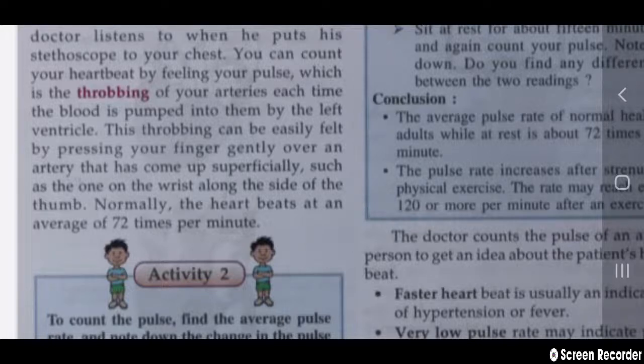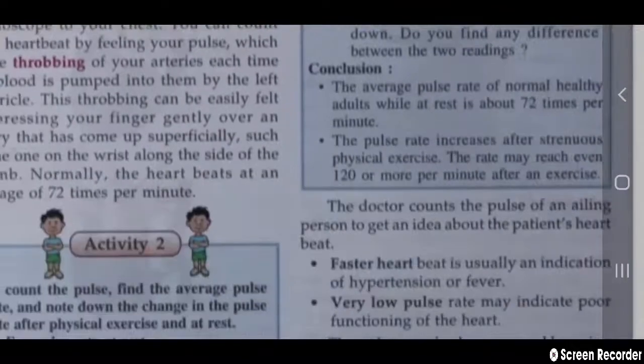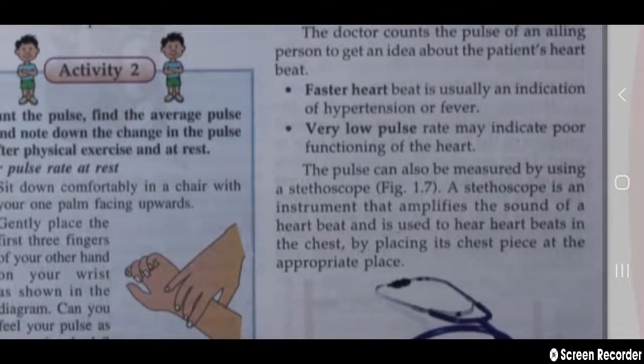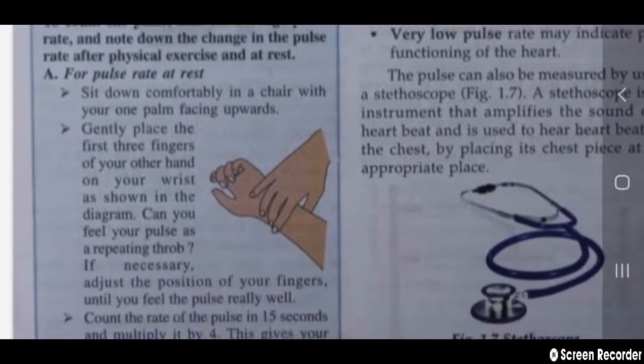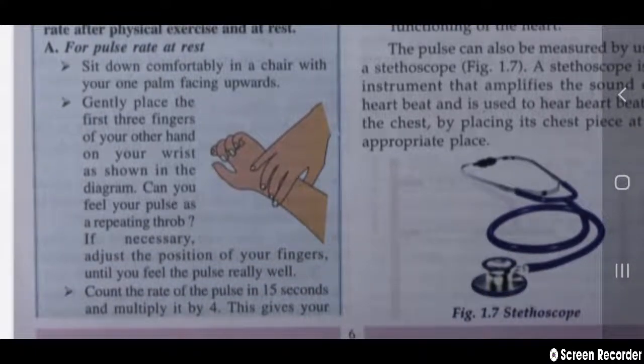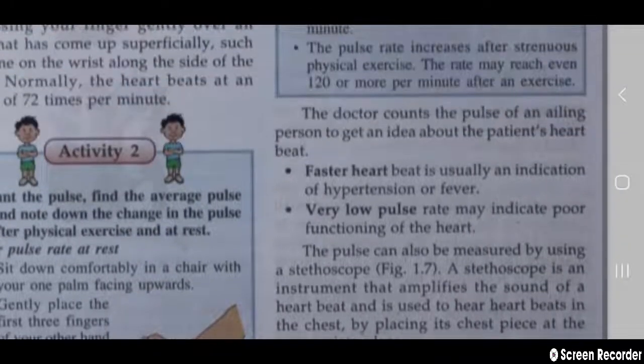Normally the heart beats at an average of 72 times per minute. If you want, you can test it. Keep your hand on your heart or wrist like this, and check whether you can feel the force of the blood or not.